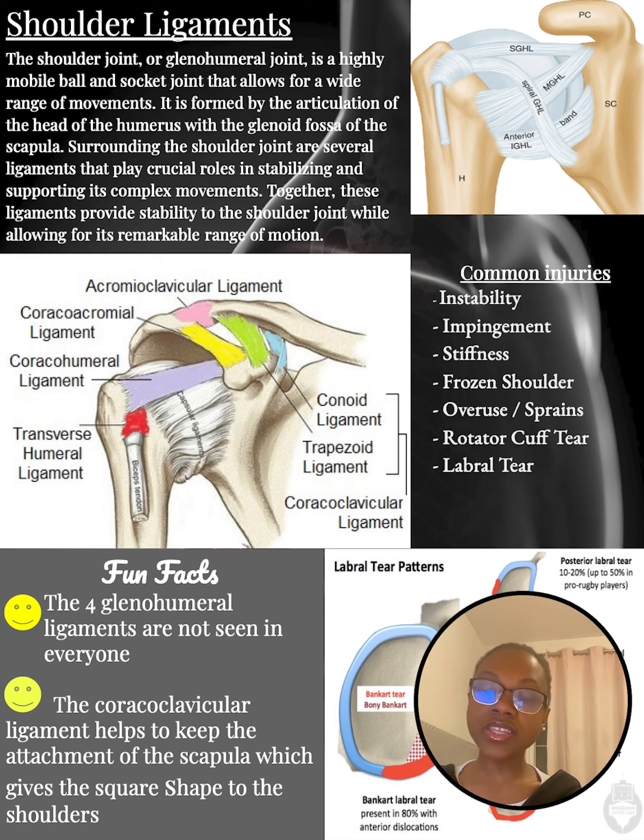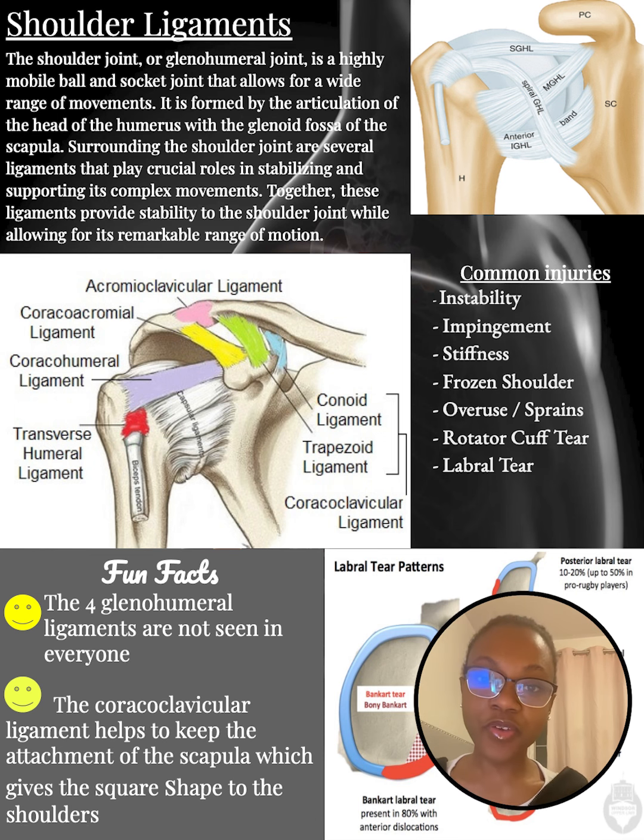So the last shoulder ligament is the transverse humeral ligament. So it originates at the greater tubercle of the humerus, and it inserts at the lesser tubercle of the humerus. So the function in kinematics is that the transverse humeral ligament holds the long head of the biceps tendon into position in the intertubercular groove.